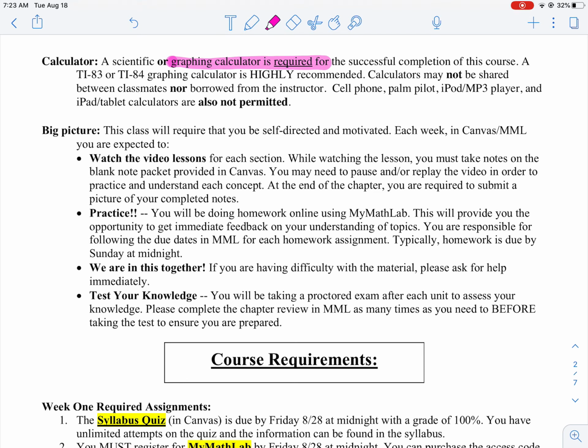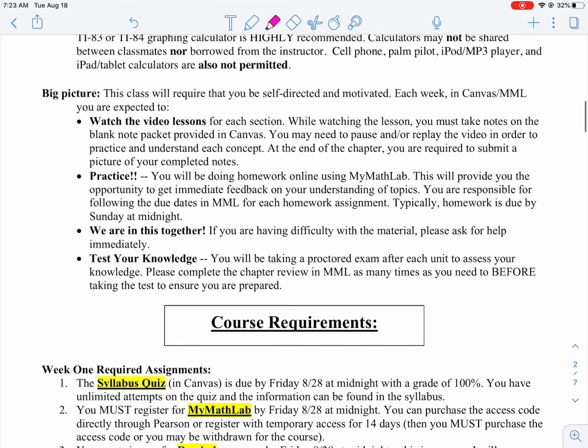You might also be able to reach out to the Math Solutions and see if they're still renting those out to you. That's another way of getting a graphing calculator. I do not have extras for you to borrow. You can't share them with a classmate, and during exams you will not be able to use a cell phone or a tablet or anything else as a calculator. So you have to have an actual calculator.